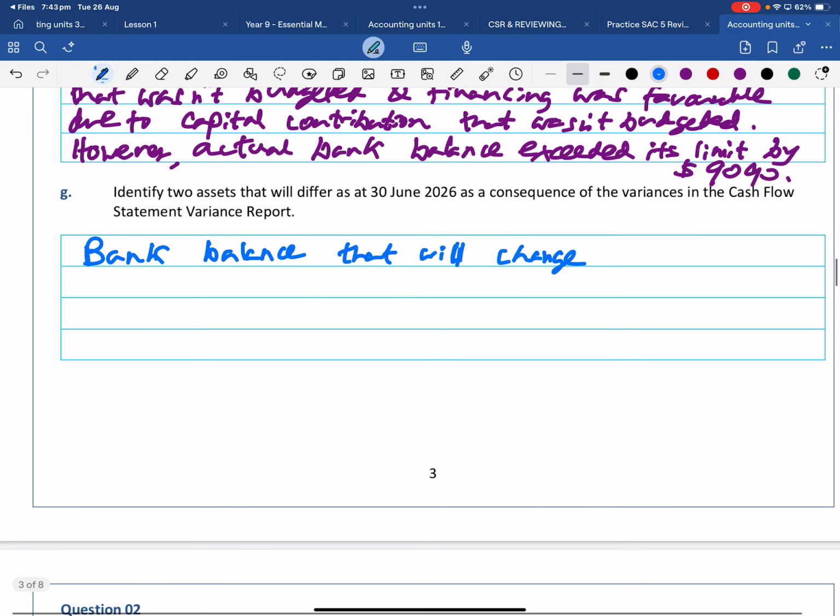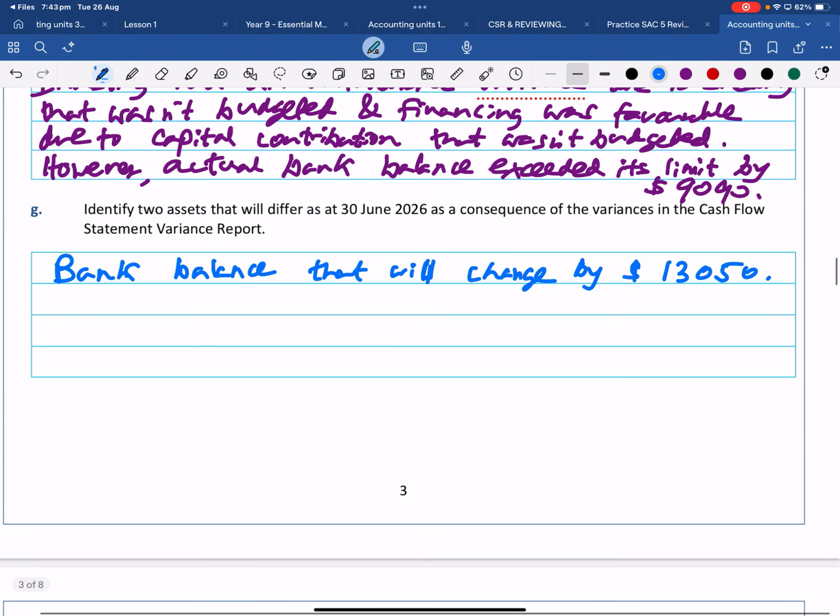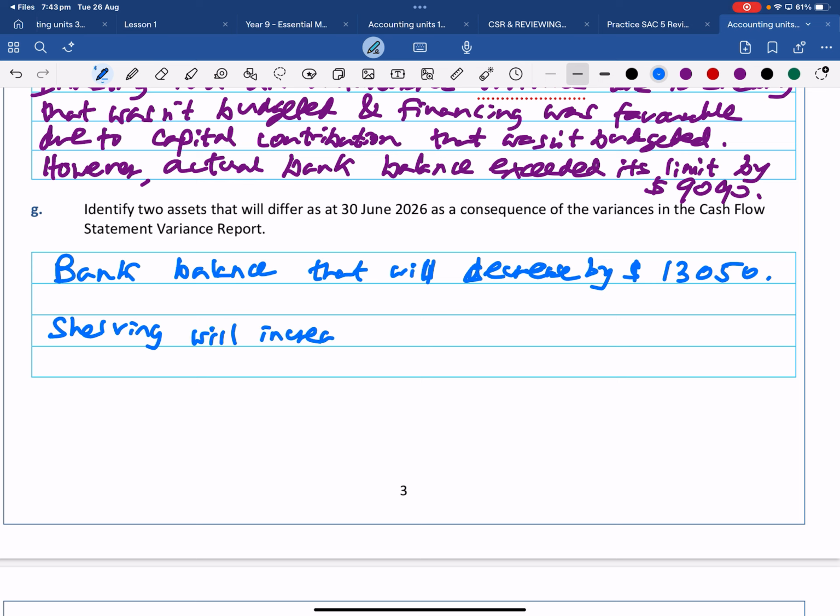$13,050, yes. Why, guys? Because for our bank balance at the end we projected 2,040, but we got 15,090, a difference of 13,050. And the other one is, what is it? Shelving. For the bank balance we have to say decrease, rather than change. Shelving will increase by 12,000.